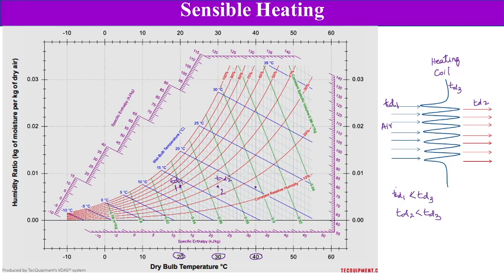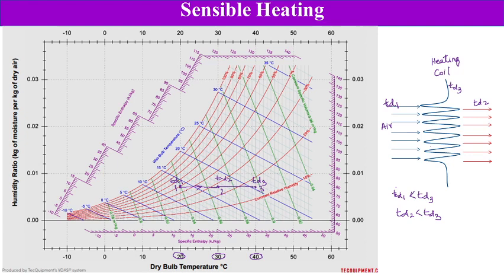So the air which is at 20 degrees Celsius passes over this heating coil, and it comes out at temperature TD2, which is the dry bulb temperature of air coming out of this heating coil. This process is represented by this horizontal line 1 to 2, from left to right. This is called sensible heating. If we continue, here we will have point 3, that is the temperature TD3, the temperature of the heating coil.